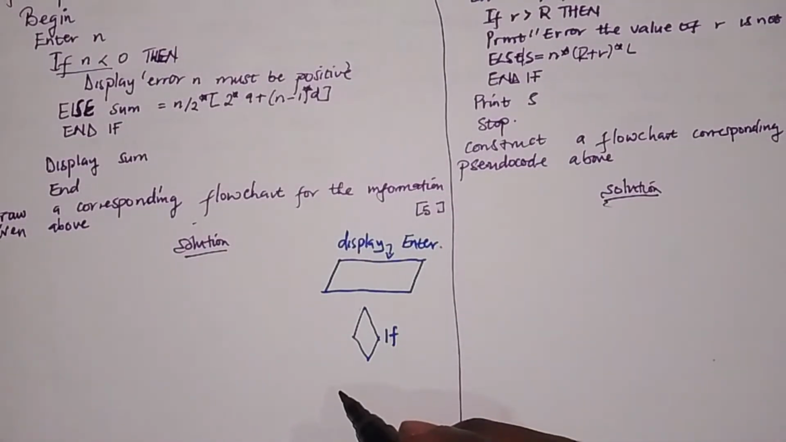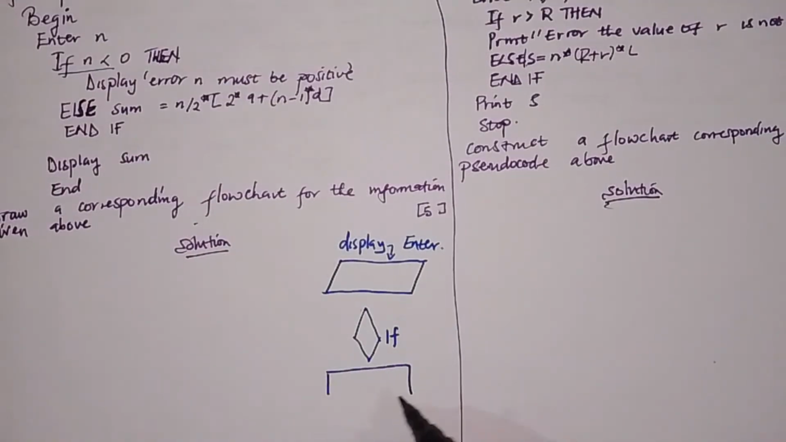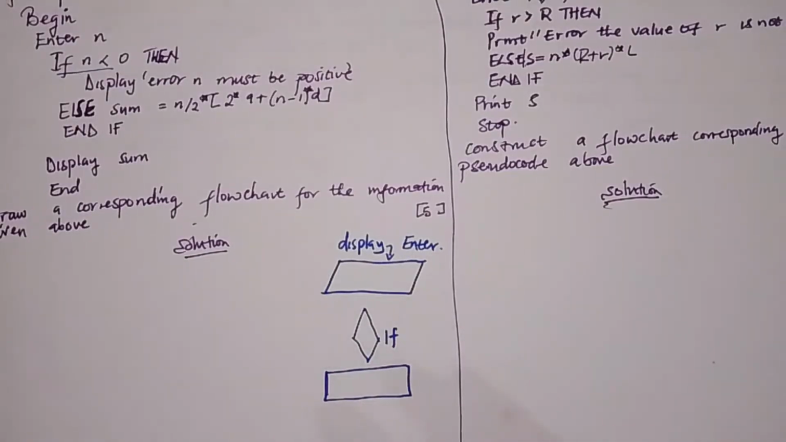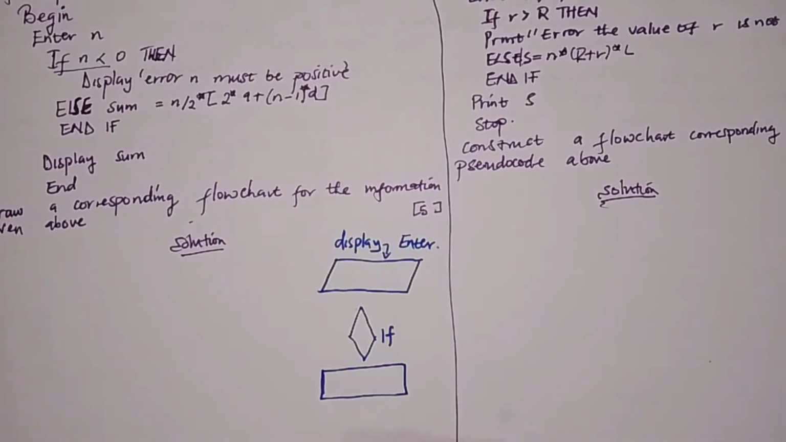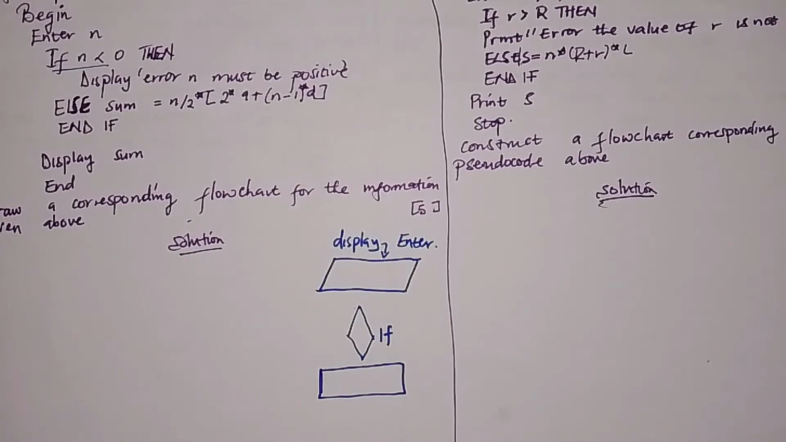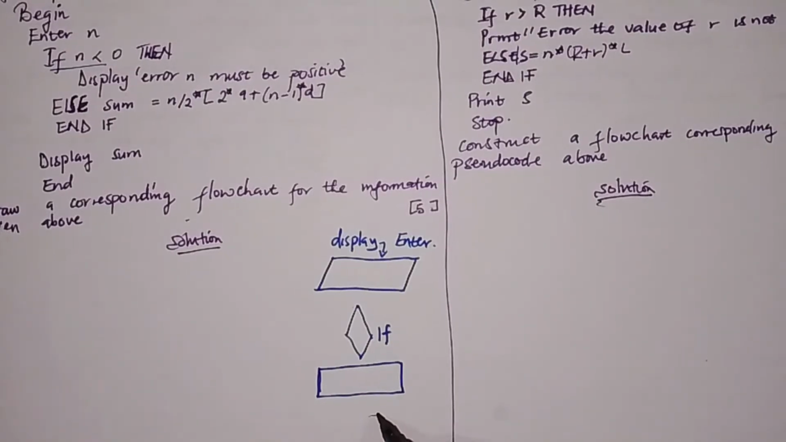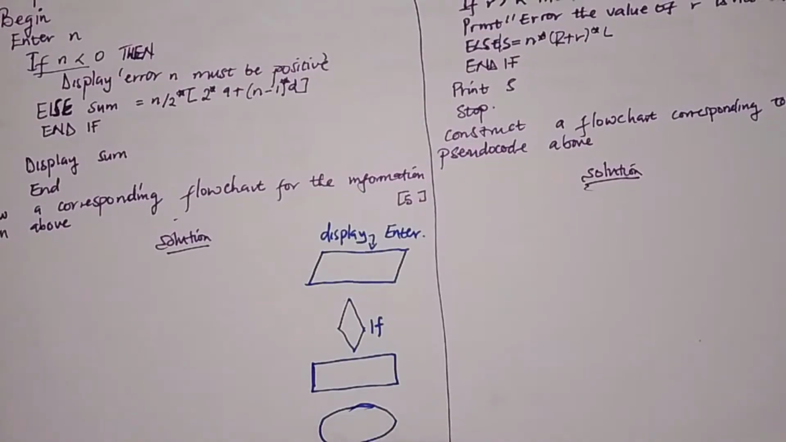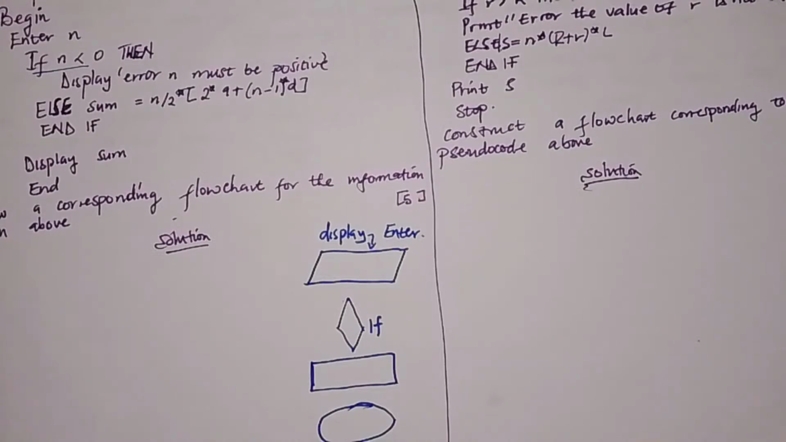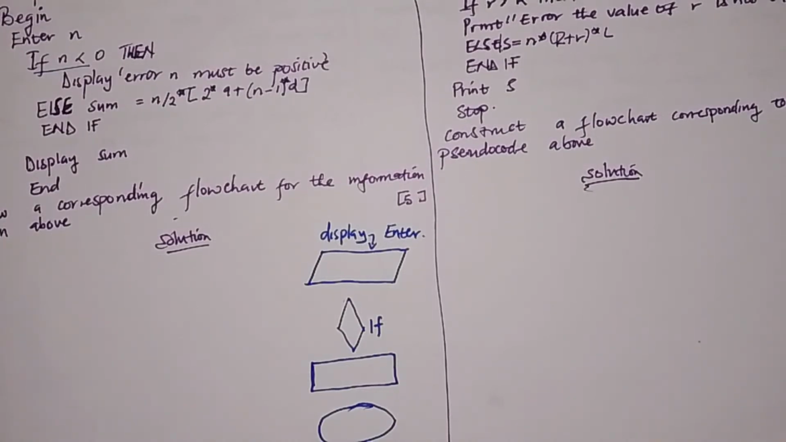Then the next important box you need to understand is the rectangle. This box is important because it is the box we use to write the formula. Then the next box you need to know is this circle. What can you put in this circle? In this circle, you are going to put either start or stop.